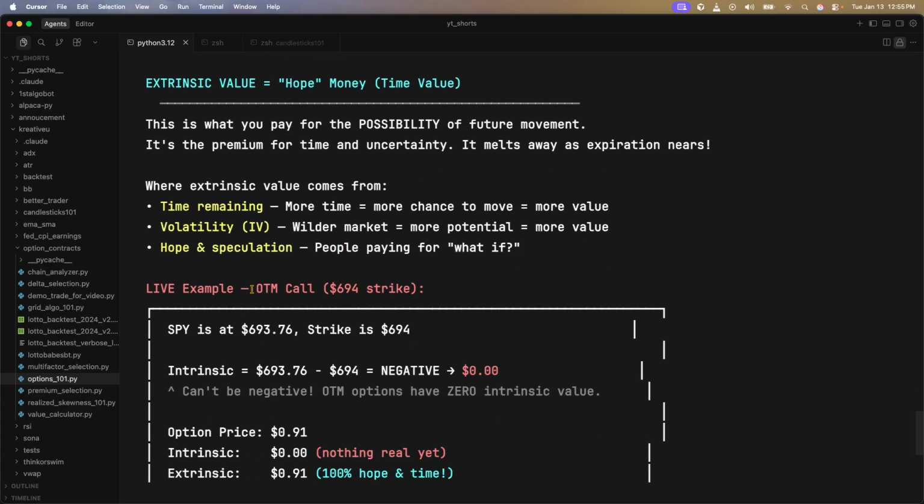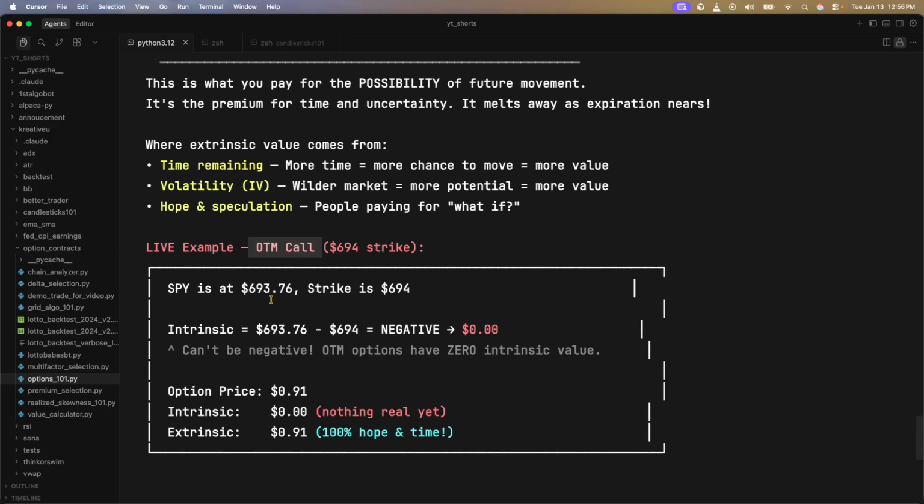So a live look at an OTM contract, because OTM contracts are not going to have intrinsic value, right? As we see here. So let's look at it. The current price of SPY, so OTM of 694, right?